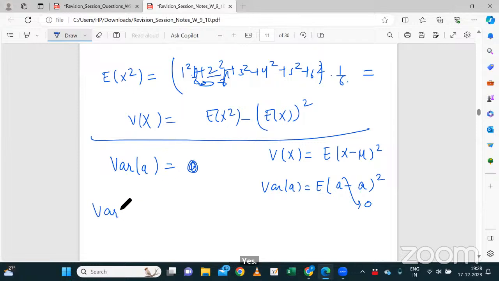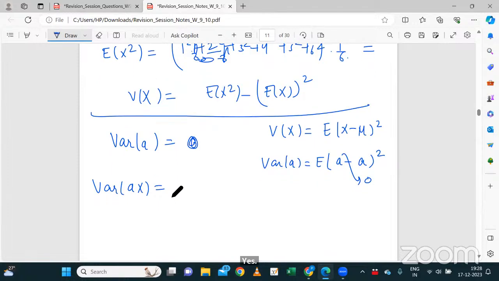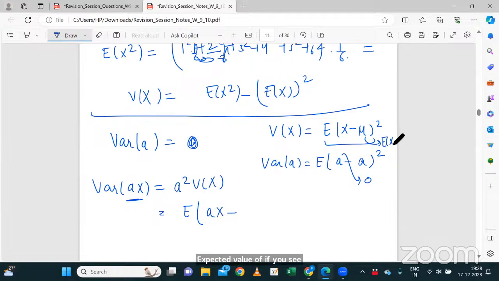Now what about the variance of a times x? Is it a square x? How will you get a square times the variance of x? Because the variance of ax means the expected value of, if you see this formula, instead of x I have ax, minus this mu, which is nothing but the expected value of ax. Then what is the expected value of ax? It will be a times the expected value of x, that means a times mu, right? This will be minus a times mu.